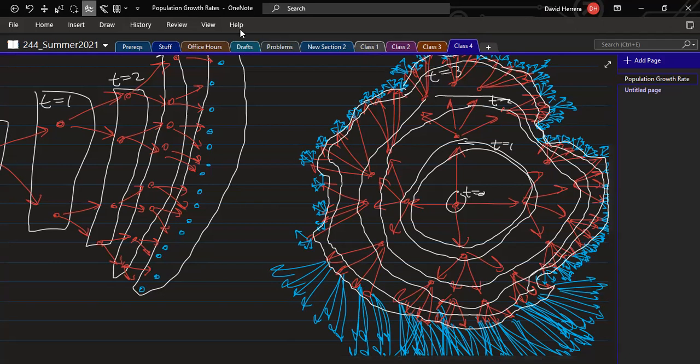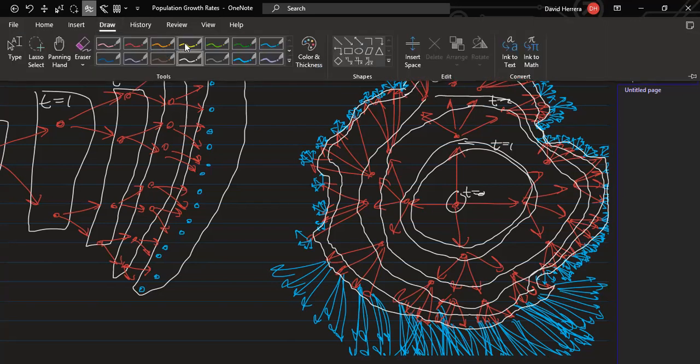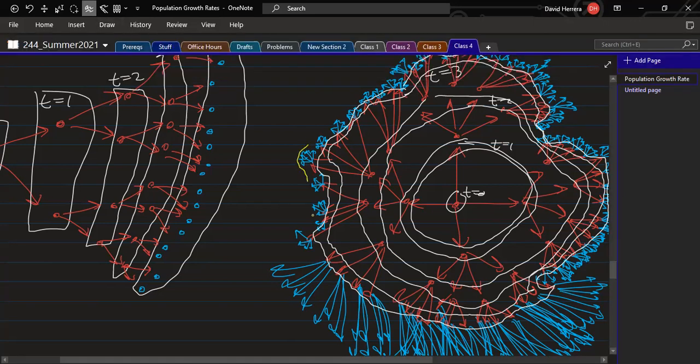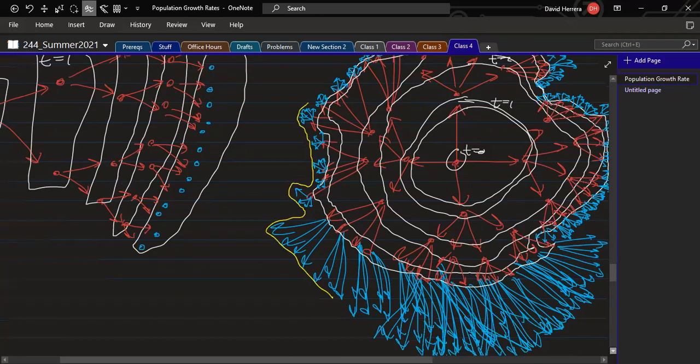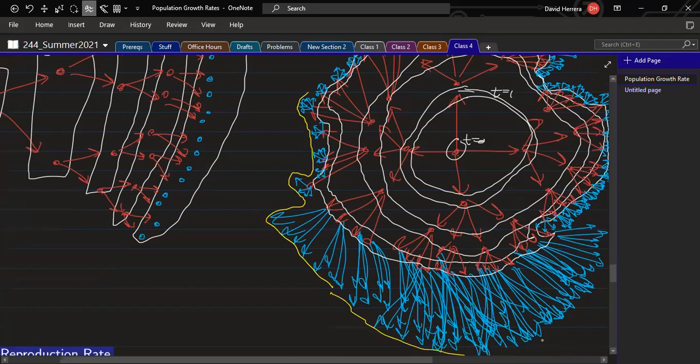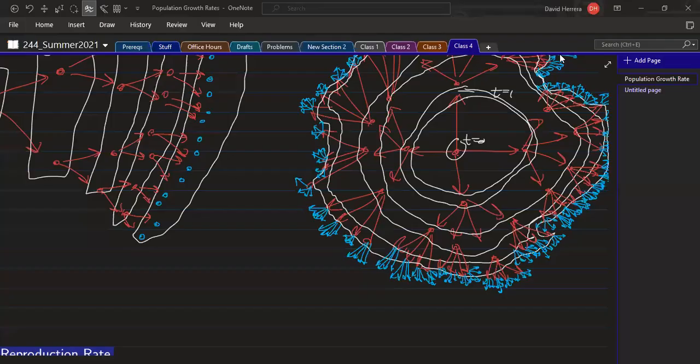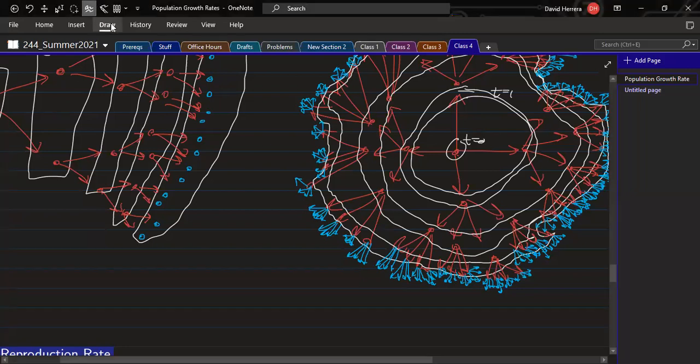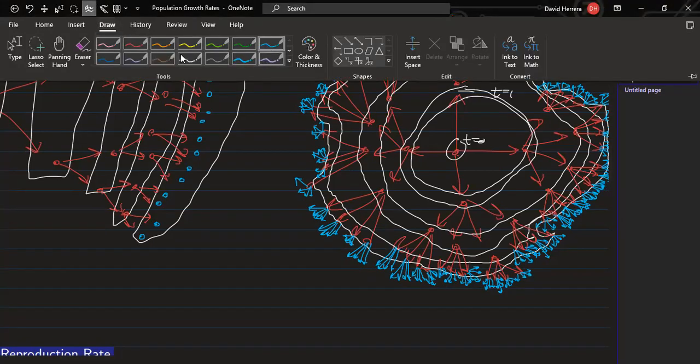Let me use a different color. Yeah, let's use yellow. And you see right at the edges here, just this huge, ugly mess. In fact, I probably should redo this. I'm going to pause the recording and then I'm going to fix it. Okay, I believe I fixed the errors. I moved the red ones around a little bit and redrew the small blue ones.